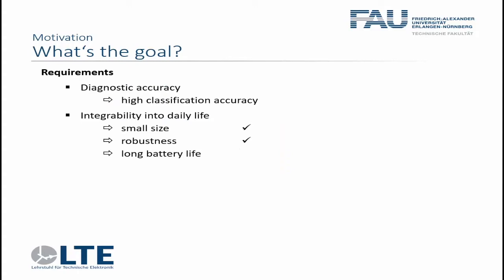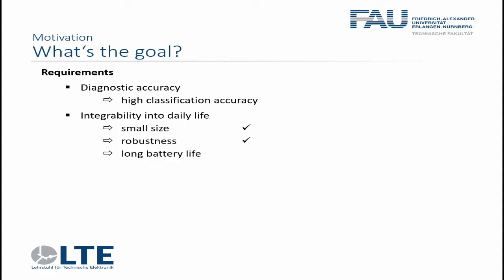Okay, now, what are the requirements if we design such an activity classification system? Of course, it has to be accurate in terms of therapy or diagnosis, so we need a high classification accuracy of our sensor plus the algorithms. And then the second big challenge is the integrability into daily life. So we need a system that is small in size, like this back plaster between the shoulders, has to be robust against different disturbances, and has a long battery life.